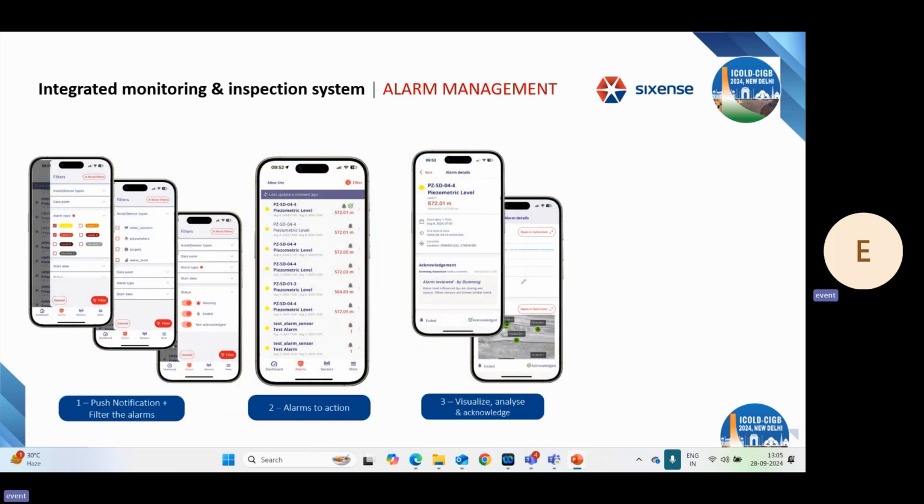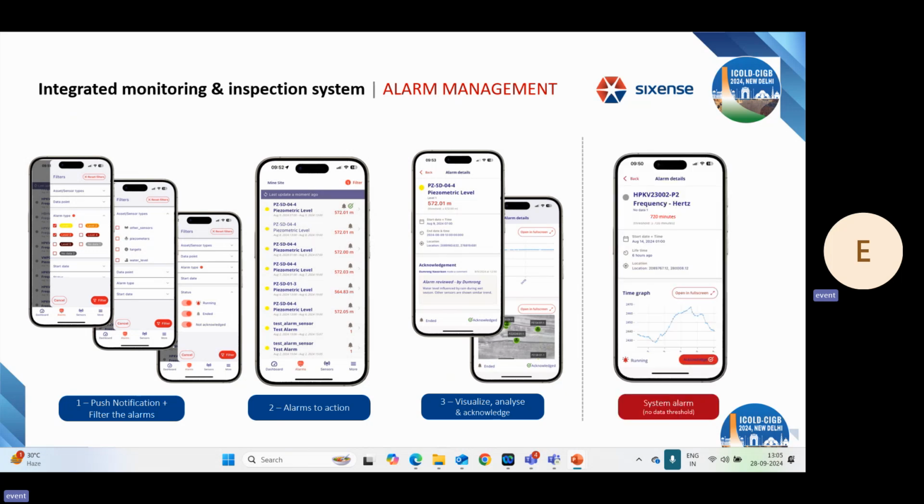Of course, alarm management is important. Alarms are commonly sent out by SMS or email or mobile phone, also with push notifications. So it's important that your sensors can alarm efficiently through your integrated monitoring solution. And it's also important that you look at your system alarms.